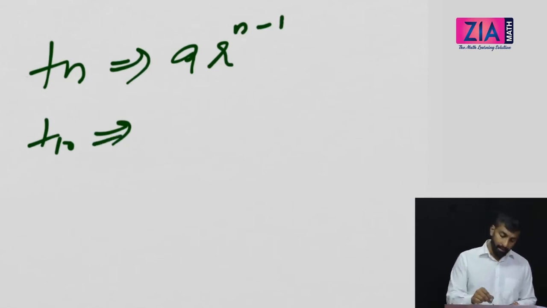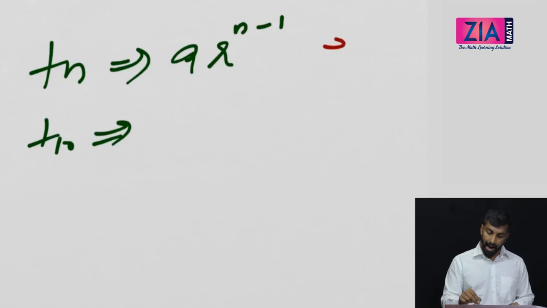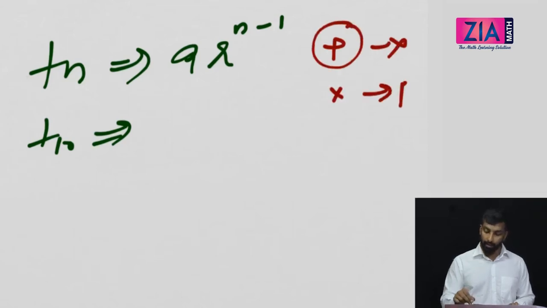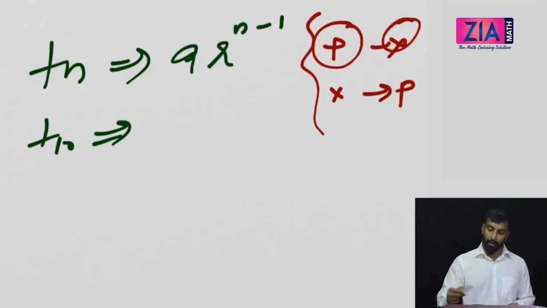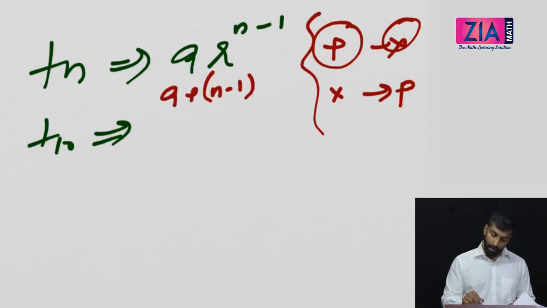So what is the change when it comes to GP? Whatever you are adding in AP, you will multiply. Whatever you multiplied in AP, it will go as power. So whatever you are adding there, you need to multiply here. That's why earlier you had a plus n minus 1 into d.